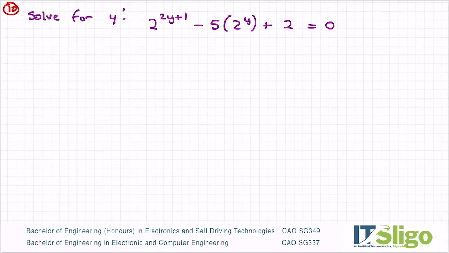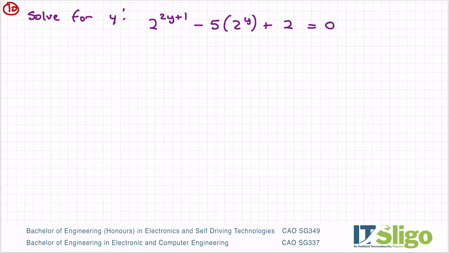Question 10. Solve for y. 2 to the power of 2y plus 1, minus 5 times 2 to the power of y plus 2, equals 0. Okay, so the first step in this one, well, the easiest way of doing this one is to perhaps sub in something for some of these powers and simplify it, okay?